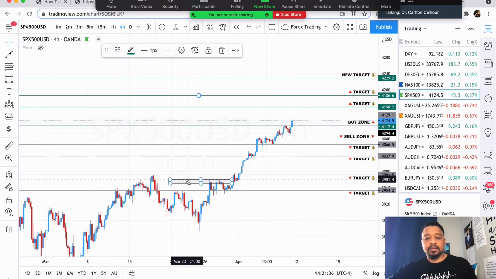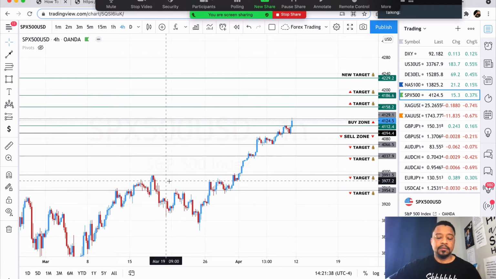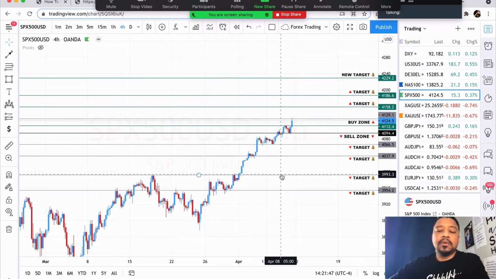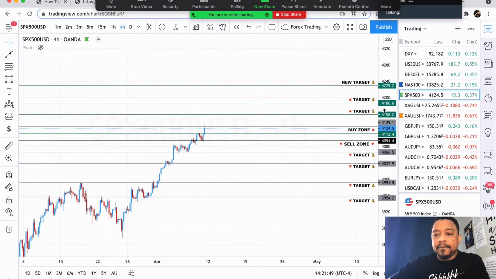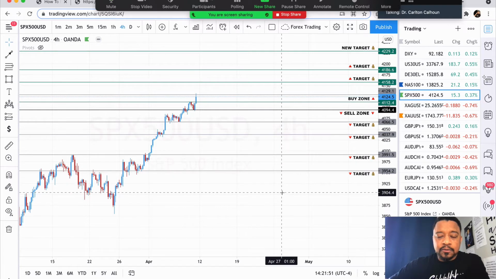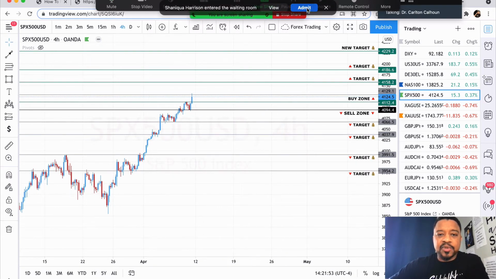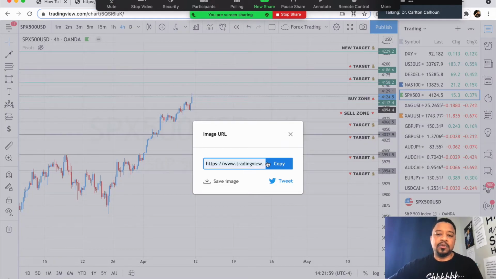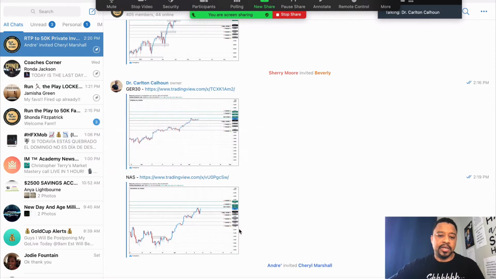SPX. I don't know if y'all remember, but we had this as a breakout zone, and look what happened. Have to be patient though. Most people don't succeed at this stuff because they're impatient. They want everything to happen on their time instead of when it happens. We don't control the markets. You just play the hand that you're dealt.